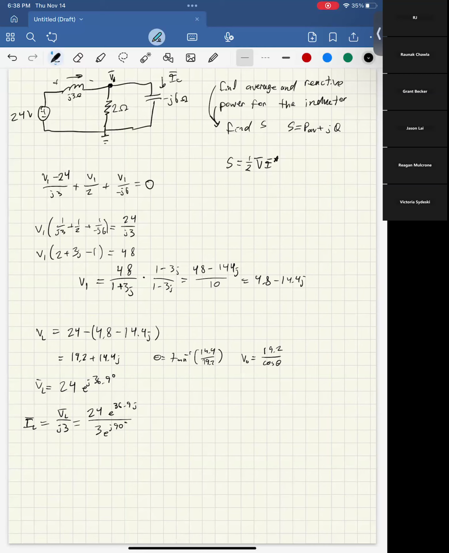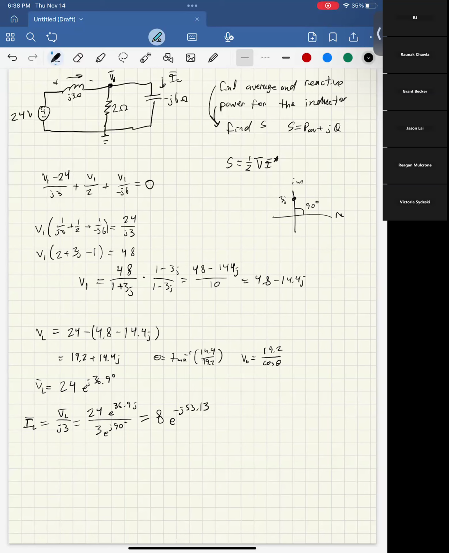You can either go through the whole tangent process or, if this is your complex plane, with this your real and this your imaginary axis, j3 is up here, it's a 90-degree angle. So it's 3 e to the j90. You do this out, you get 8 e to the negative j 53.13. That's just some subtraction.